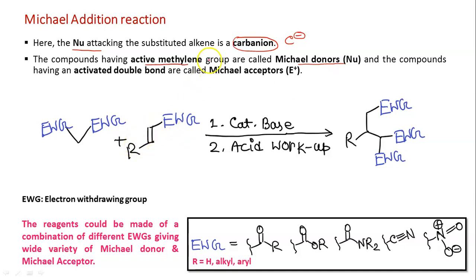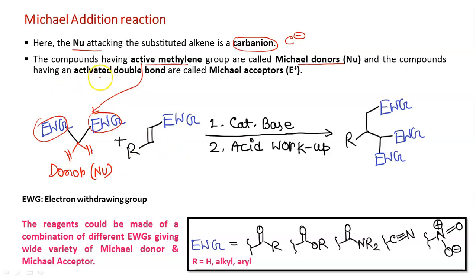From active methylene compound, so this is our active methylene compound. Active methylene means it is actually CH2, and 2 electron withdrawing groups are present on both sides. So that is why these 2 hydrogens will be very acidic in nature. And CH2 will be called active methylene. So this is our Michael donor. So this is our nucleophile also.